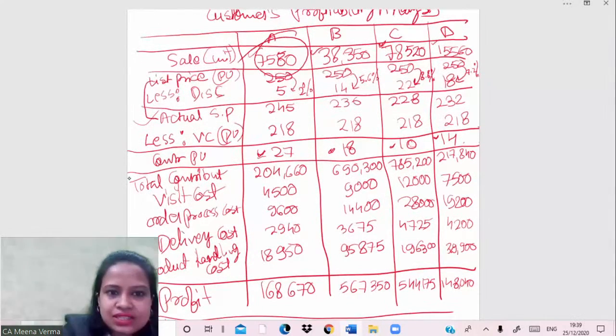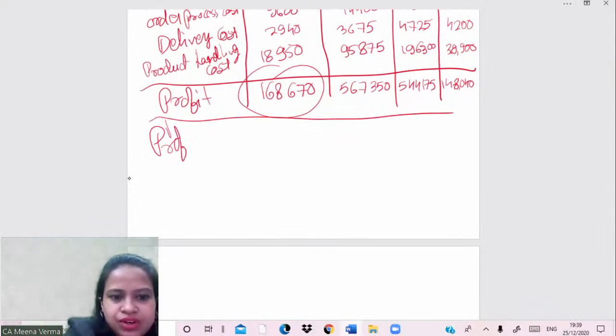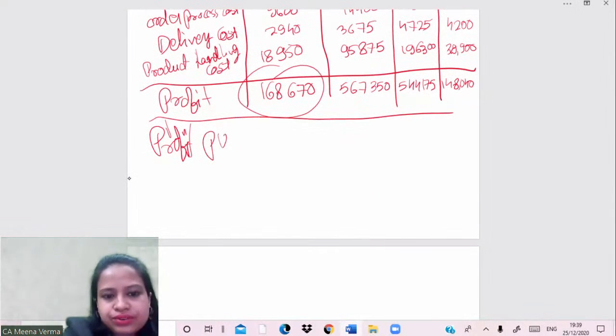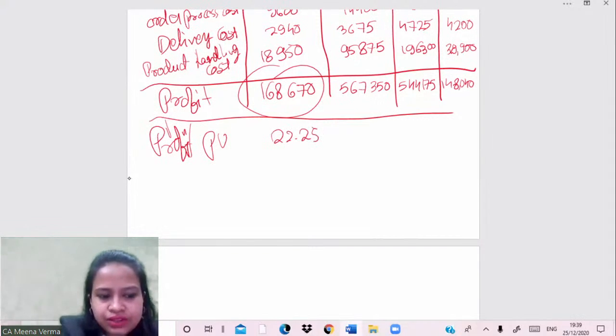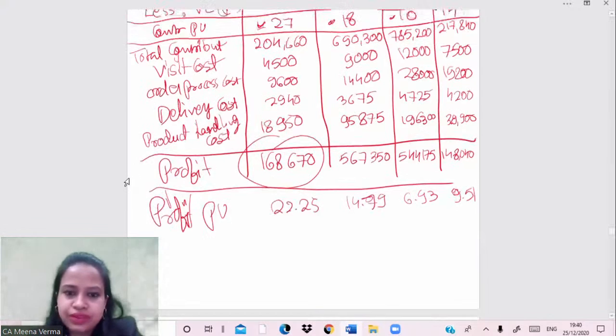and the profit from each customer per unit you can calculate by dividing this, right? So from here you can calculate the profit per unit. Okay? What is here? This is 22.25. This is 14.79. This is 6.93, and this is 9.51. These are the profit per unit.